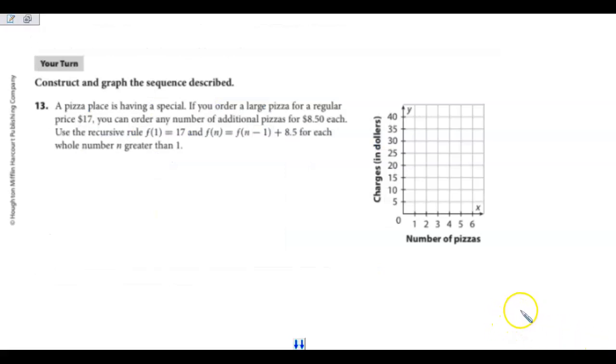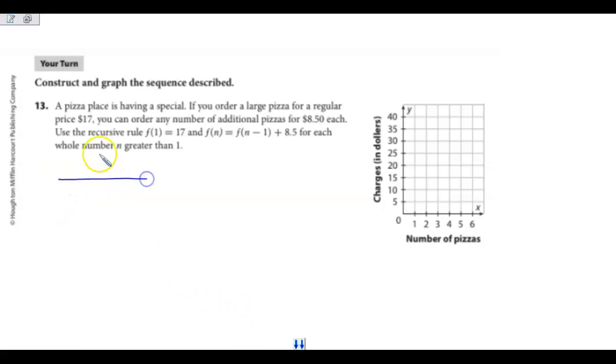All right, so we're going to construct and graph the sequence described. A pizza place is having a special. If you order a large pizza for a regular price of $17, you can order any number of additional pizzas for $8.50 apiece. Use the recursive rule of the first term being 17, and the function of n equals the function of n minus 1 plus $8.50 for each whole number n greater than 1. So let's do 5 terms.